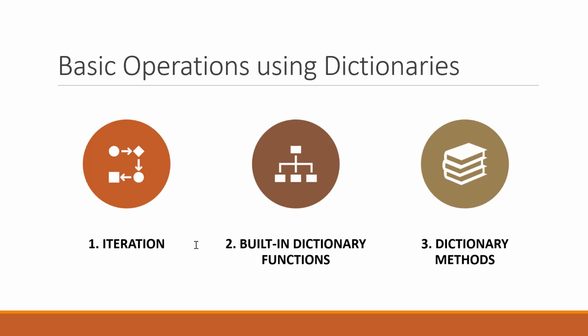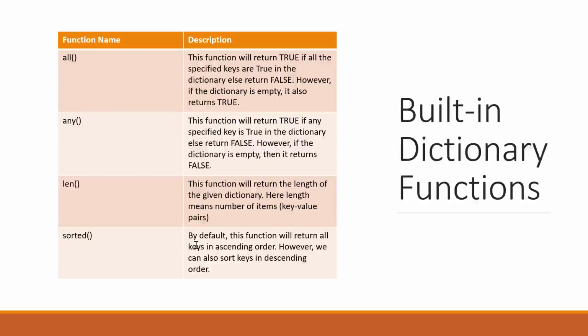Now next let's discuss some built-in dictionary functions. Other than iteration, Python also offers a variety of built-in functions that we can utilize on a dictionary for various tasks. Now let's see this list of functions. The very first built-in function is all. This function will return true if all the specified keys are true, else it will return false. And if the specified dictionary is empty, in that case also it will return true.